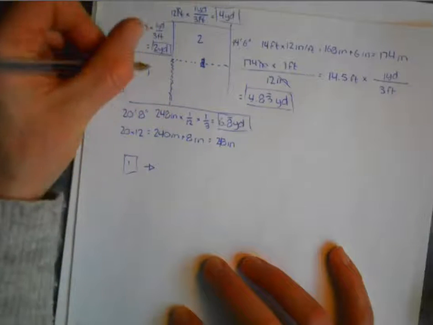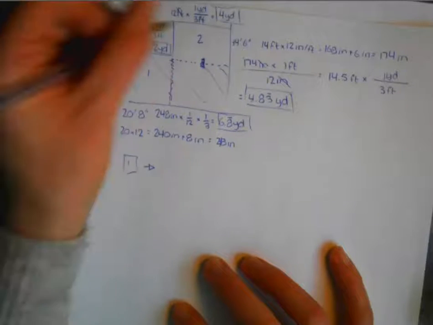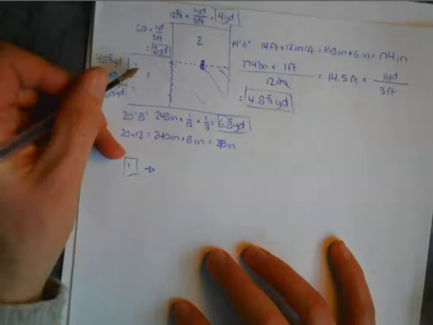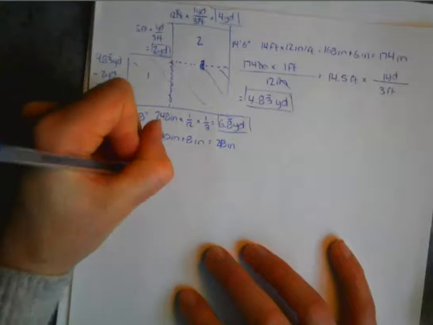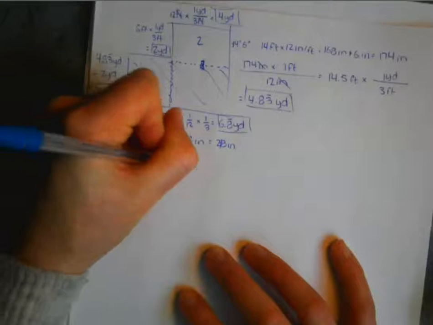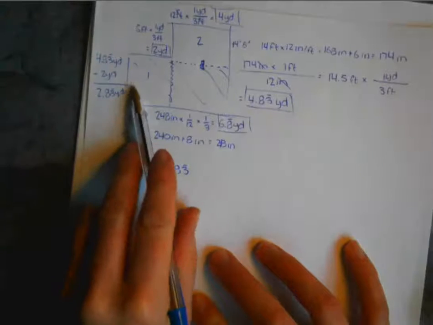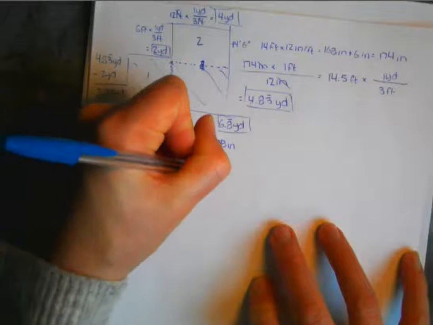So this whole thing here is going to be number 1, and number 2 will be this guy. For number 1, this length was 2.83 repeating yards, and it's going to be multiplied by the length here, which was 6.8 repeating yards.